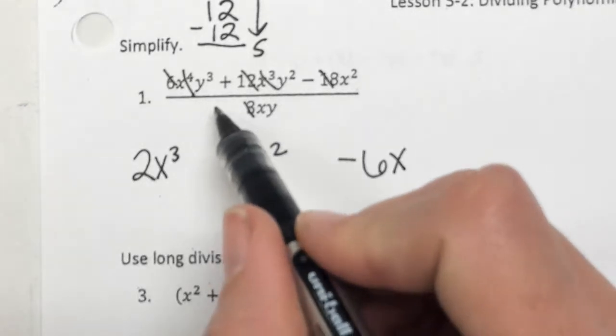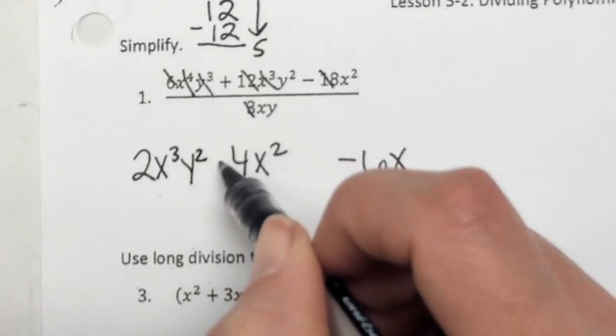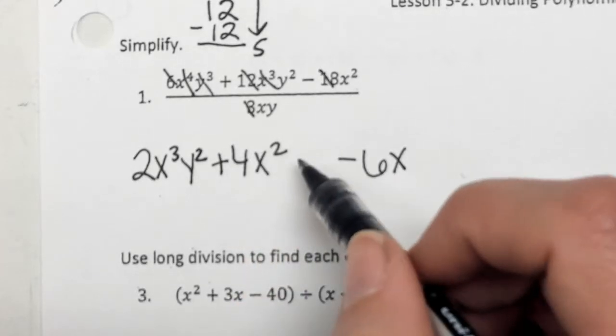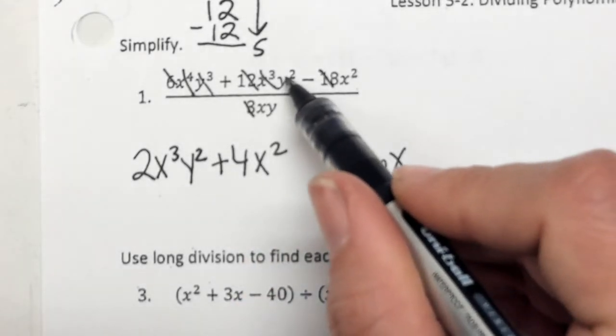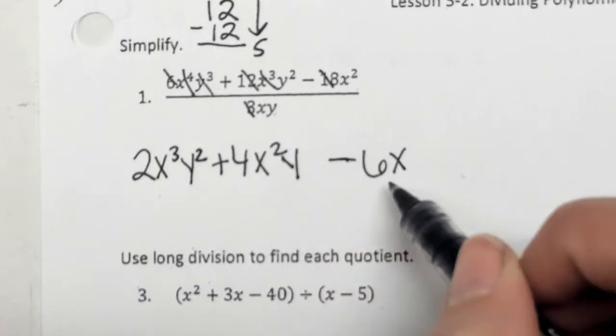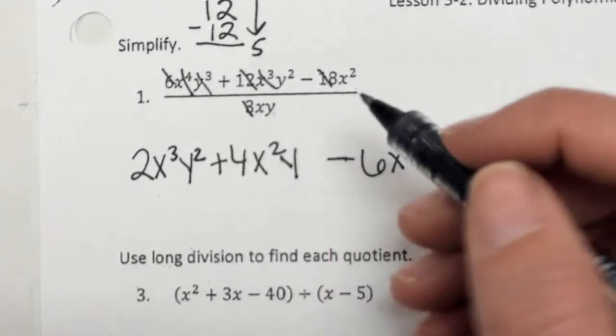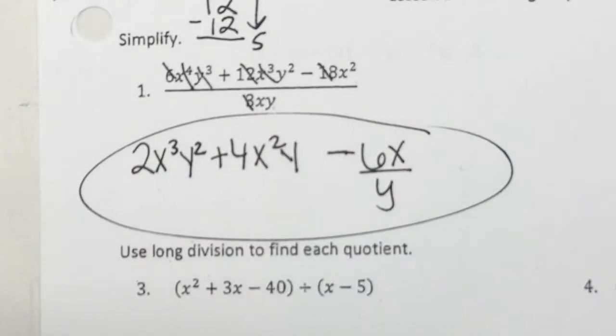Now let's look at our y's. This will be y to the what? Good. And is this a positive 4? Okay. Y to the what right here? Good. And then minus 6x. Don't we have a y right here? So where does that go? Very good. So basically just simplifying. And that's if they all have something in common, a GCF. Okay.